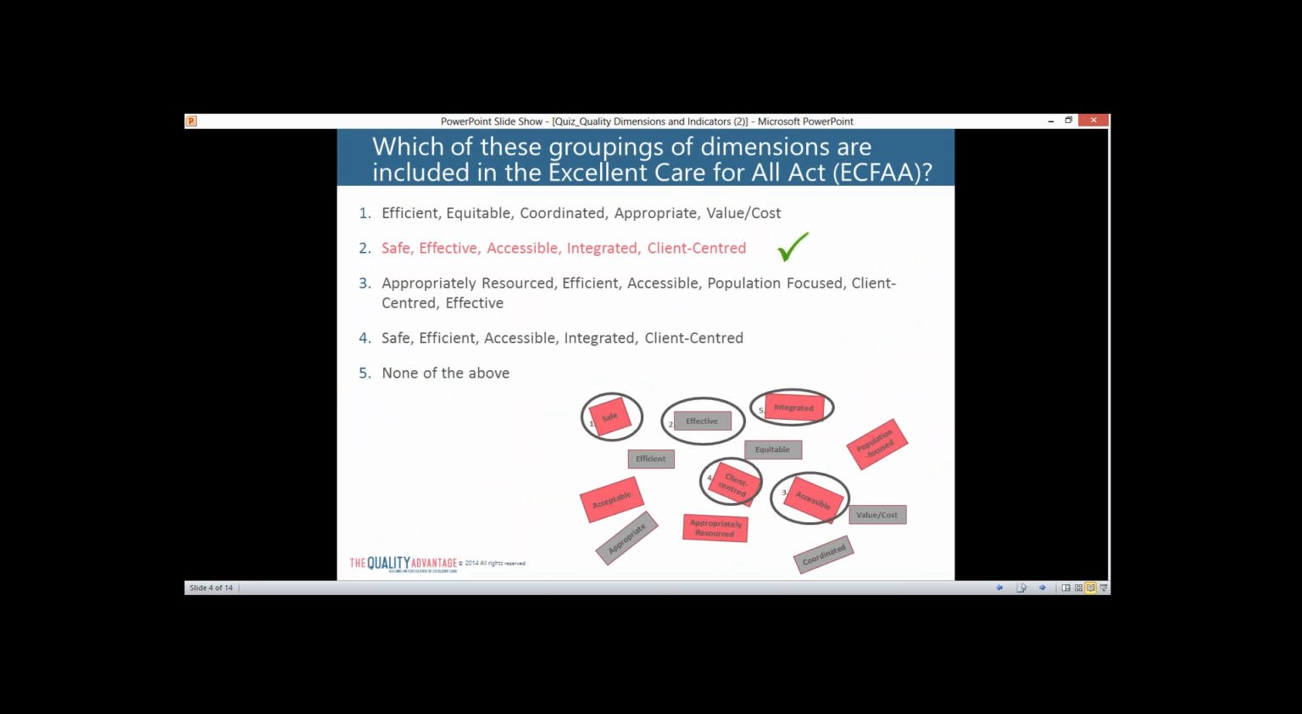Okay, as you can see on this slide, the second option is the right one, the one that includes safe, effective, accessible, integrated, and client-centered, the 5 dimensions of quality included in ECFA. My suggestion to most boards in Ontario is to adopt these 5 dimensions. There are few, if any, quality issues that would not fit within these 5 dimensions.